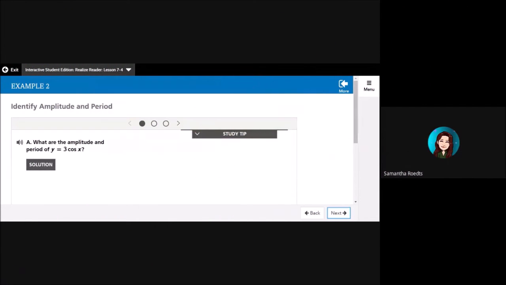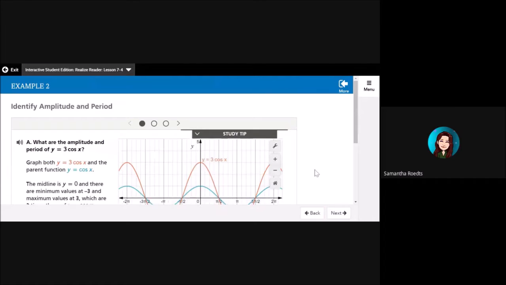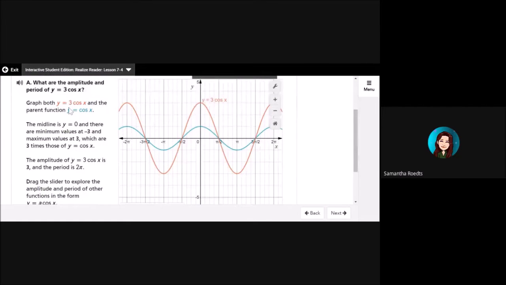All right, example 2, identify amplitude and period. What are the amplitude and period of y equals 3 cosine x? Notice instead of cosine x, I have 3 cosine x. So that 3 tells me that something's going to happen to my cosine function. So graph y equals 3 cosine x and the parent function y equals cosine x.